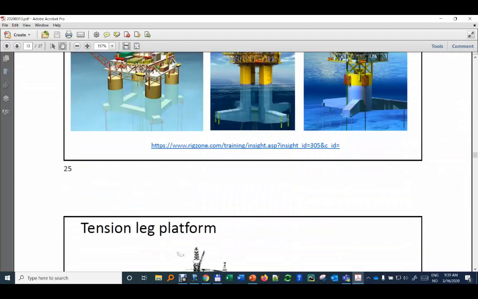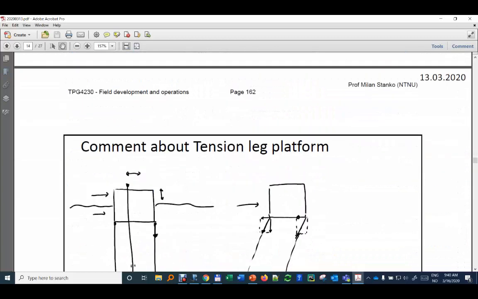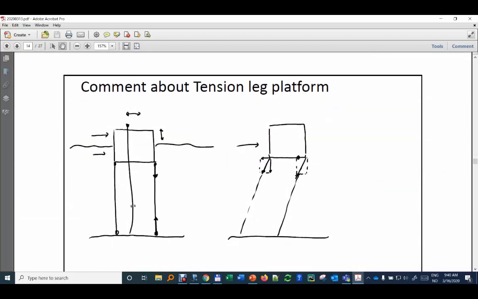Okay, TLP we have already discussed before, and the principle of TLP, what makes it so stable, is that it doesn't have much movement in the vertical direction, but it has some movement in the horizontal direction. But then after it's put out of offset, out of location, these horizontal forces appear on the tethers, on the tendons, that tend to bring it back. So that's why it's more or less like a self-balancing structure.